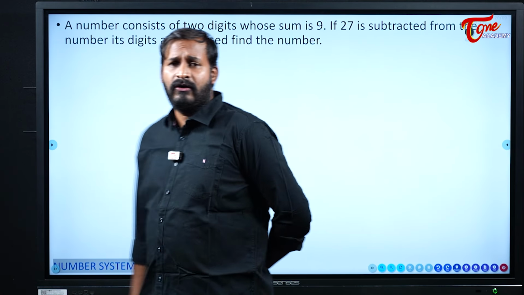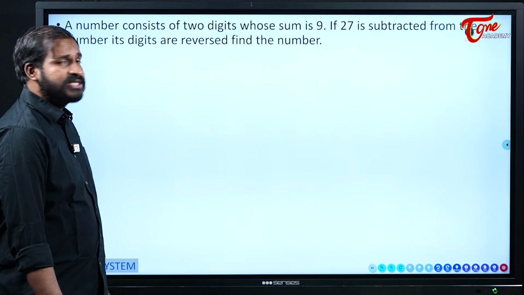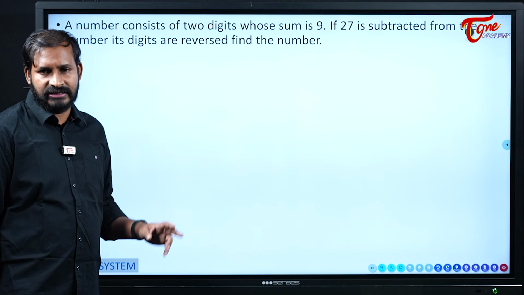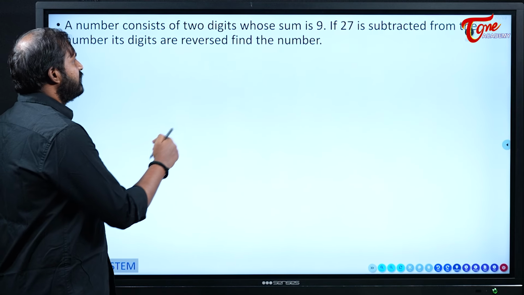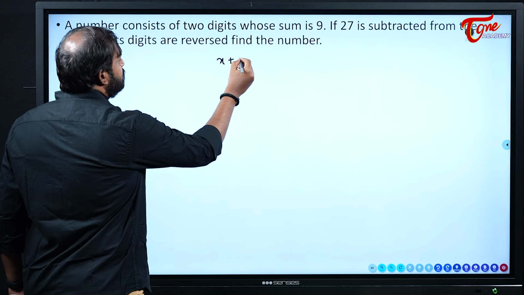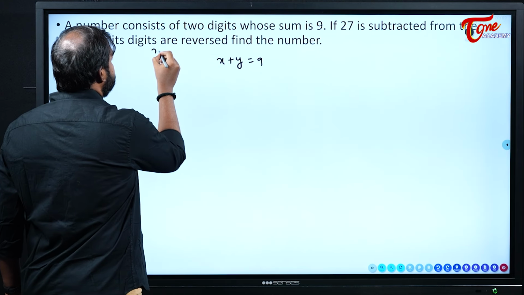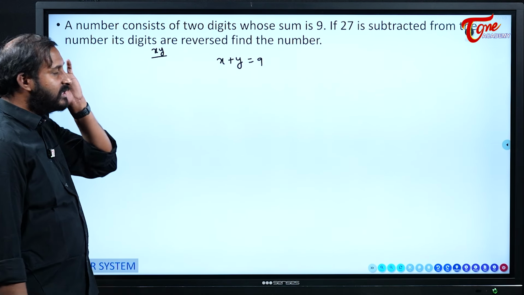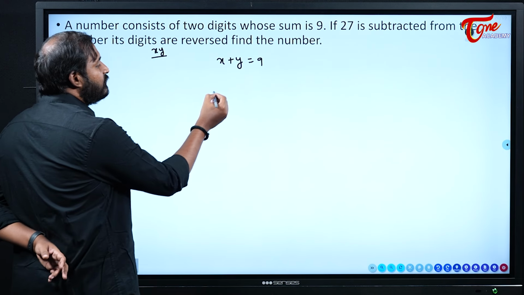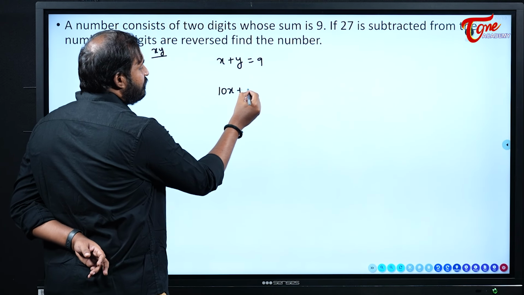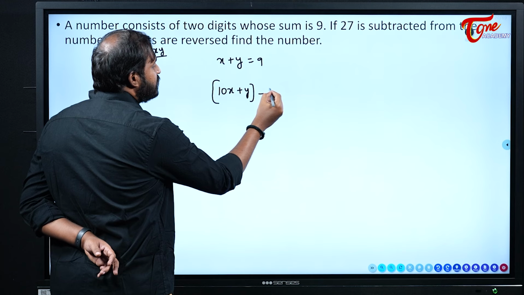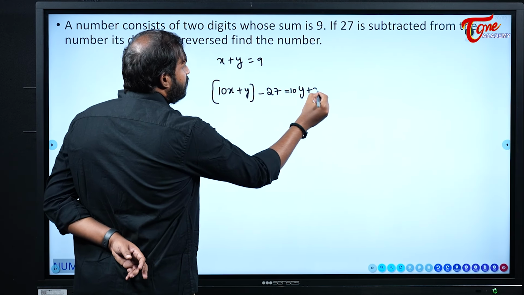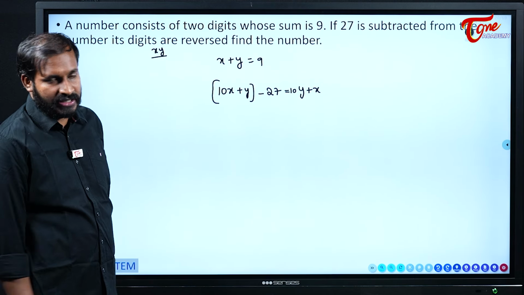A number consists of 2 digits whose sum is 9. If 27 is subtracted from the number, its digits are reversed. Same question which we have seen previously. Okay, the sum of 2 digits is 9. So, I will take that number as xy. So, x plus y is equal to 9. Next, if 27 is subtracted from the number, its digits are reversed. That means 10x plus y minus 27 is equal to 10y plus x. Why? Because xy was changed to yx.